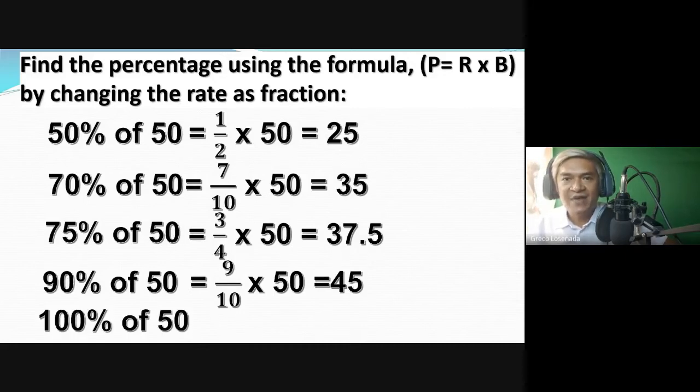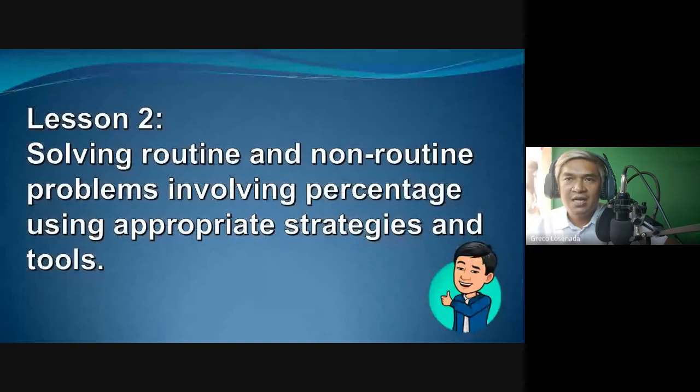Last, let's find 100% of 50. 100% is equivalent to 1. So 1 times 50, the answer is 50. Let's now proceed to lesson 2. Here, we're going to solve routine and non-routine problems involving percentage using appropriate strategies and tools.